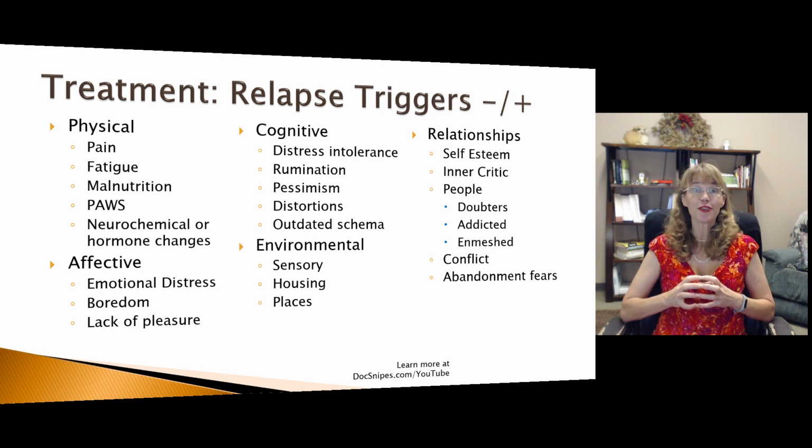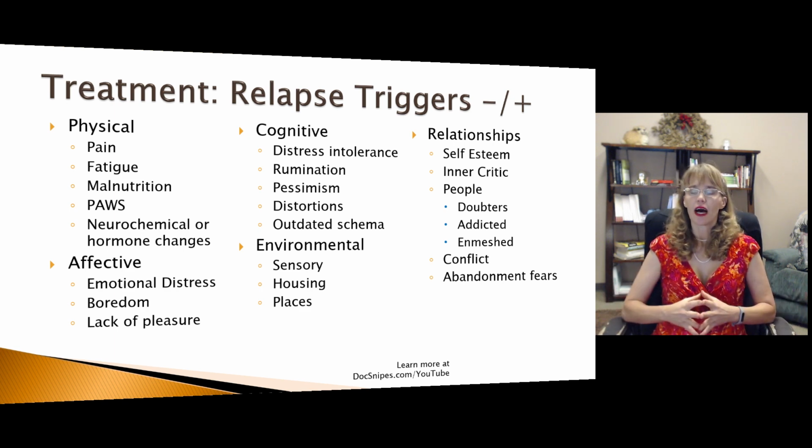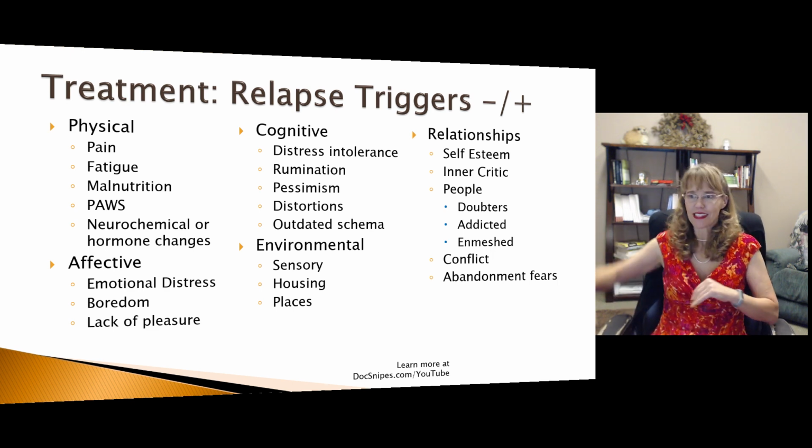Conflict can be a huge trigger for relapse because a lot of people with addictions, one of their go-to responses when they've experienced conflict, when they've experienced that distress, has been to numb it out or to avoid it. And so conflict resolution skills will be really important in early recovery and henceforth in the recovery process.